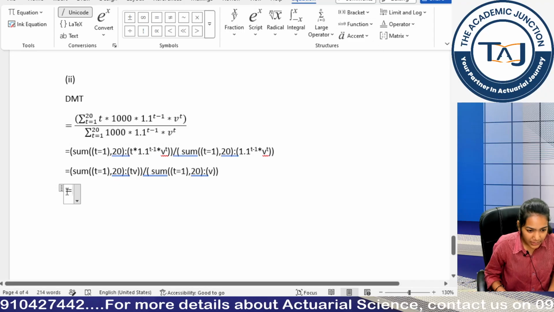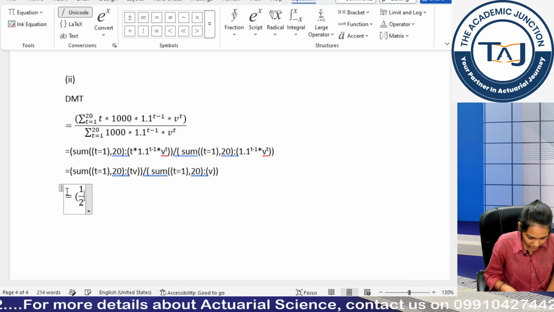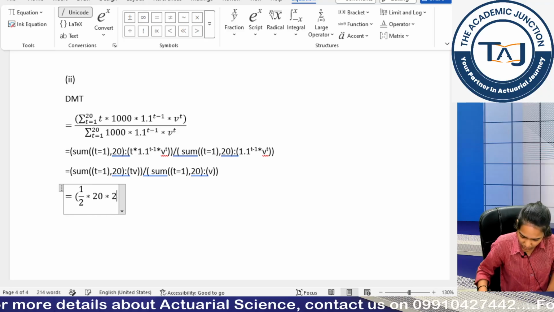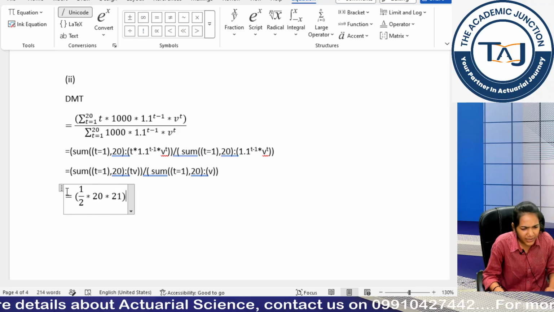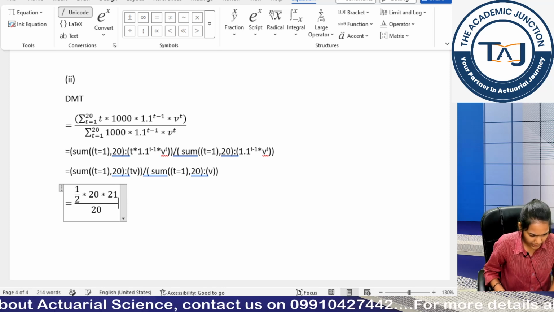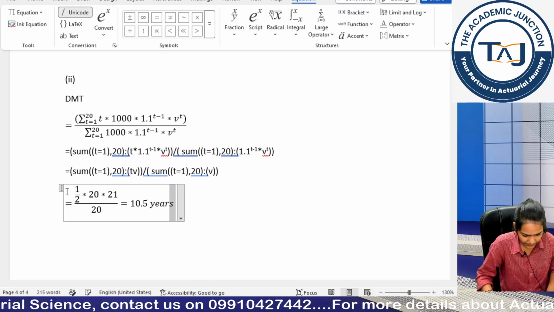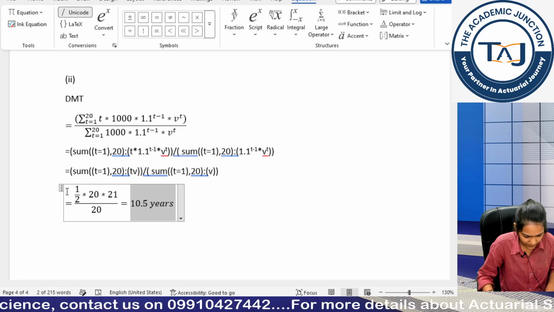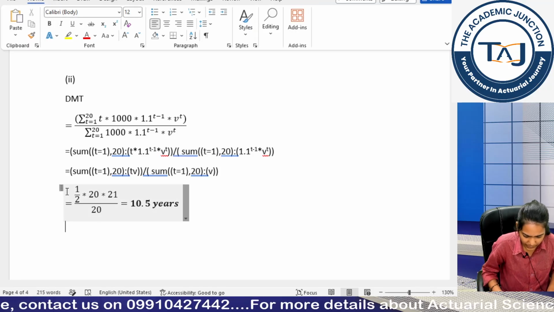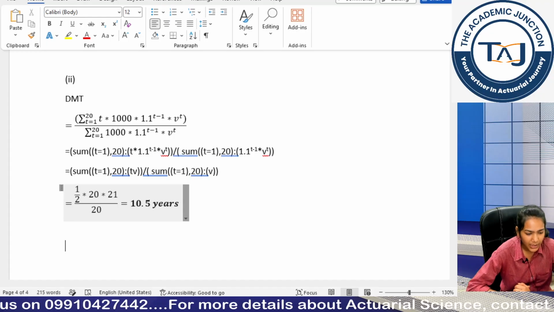Then we can just simply write the values. So brackets 1 by 2 into 20 into 21. If you don't want to write 1 by 2, you can simply write 0.5 as well, okay. Then we have 20 in the denominator, okay. I am getting 10.5 years. Clear, guys? So this is how we get the second part done.